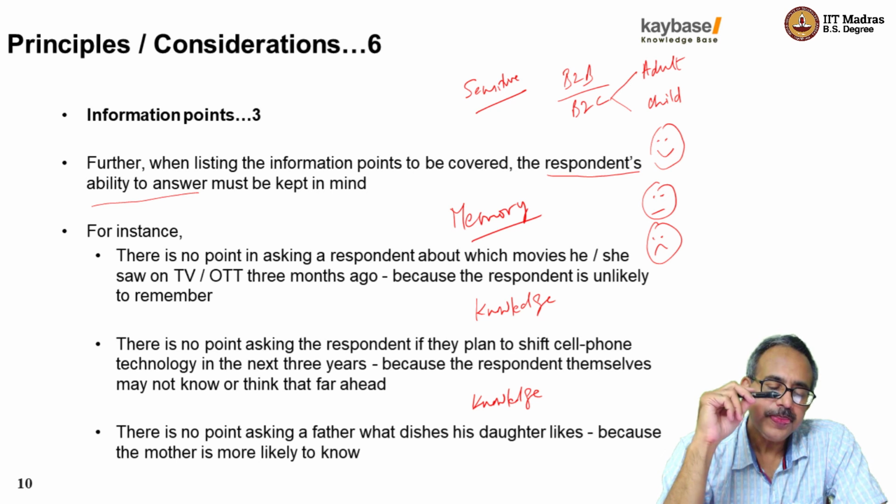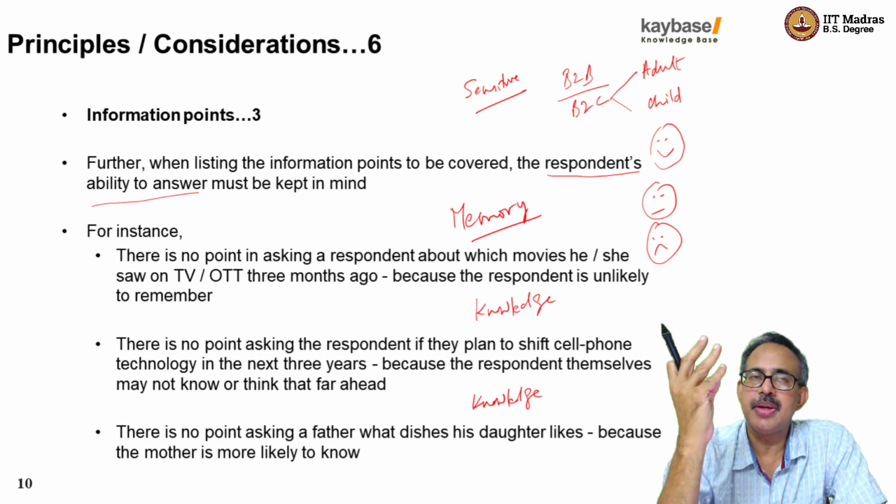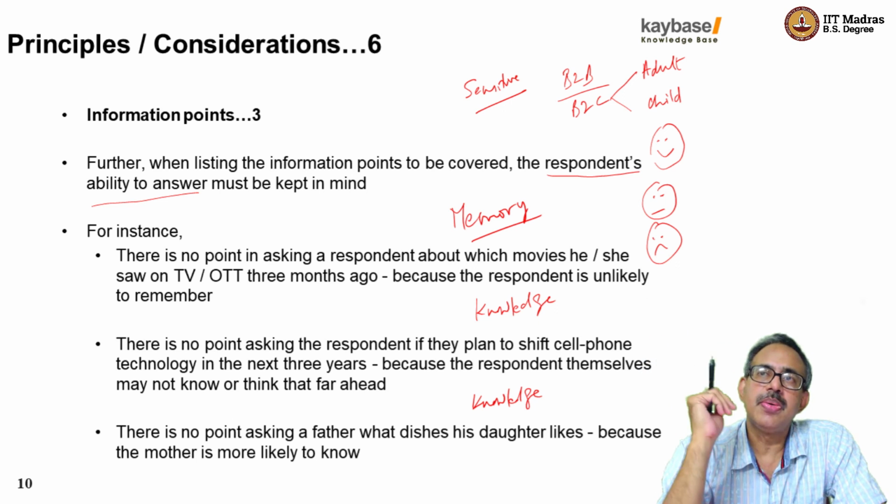So we talked about two key considerations here: methods of collecting data and the kind of information that we want to collect. After this, we need to go on to the flow chart, right? So we'll come back to that.